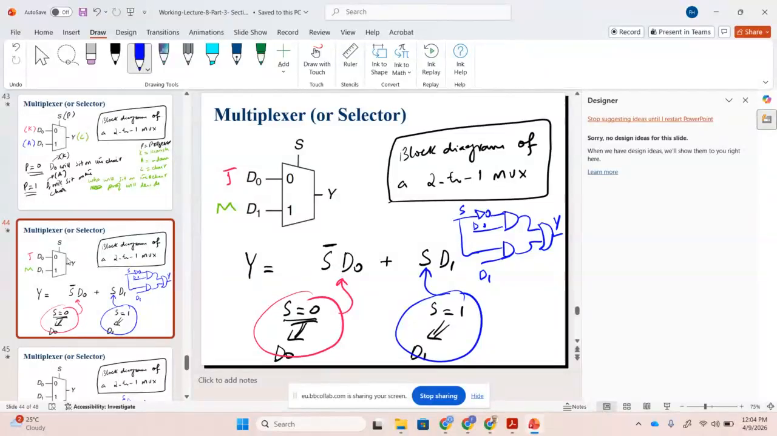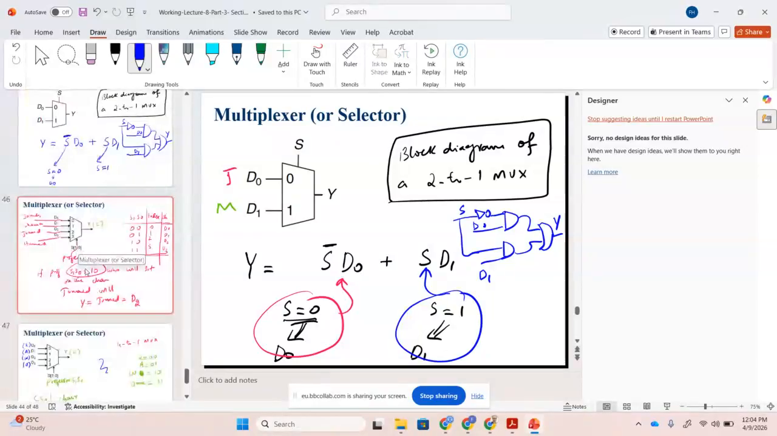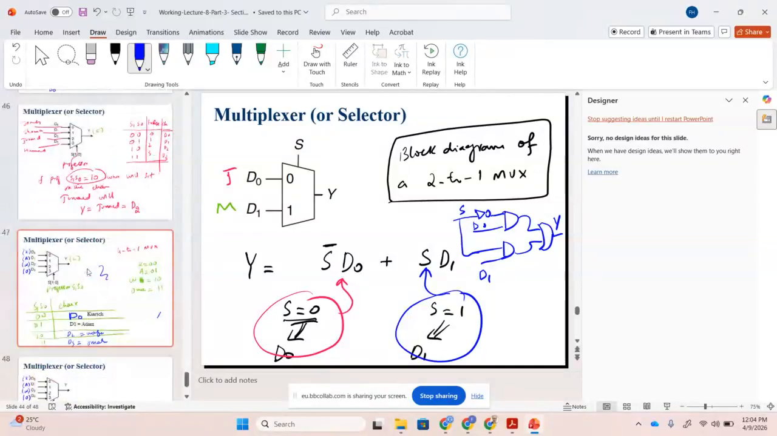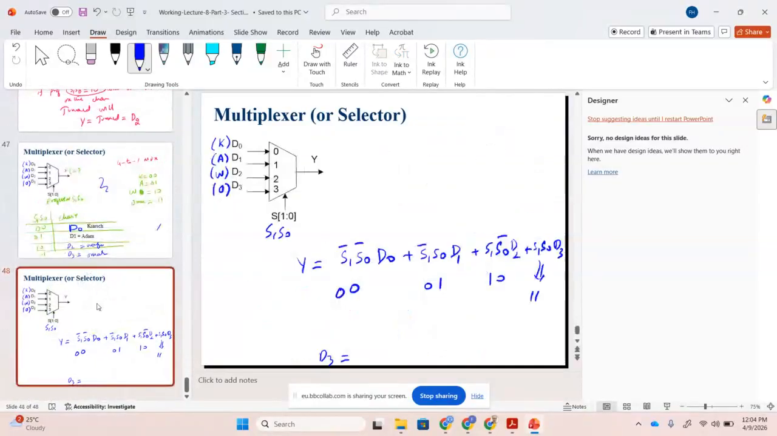Yes. Okay, now how can we design a 4 to 1 multiplexer? So now this is my 4 to 1 multiplexer. Can you see here? This is my 4 to 1 multiplexer.